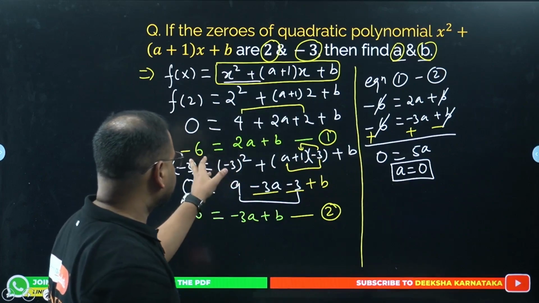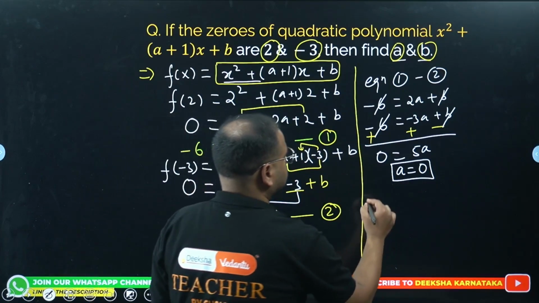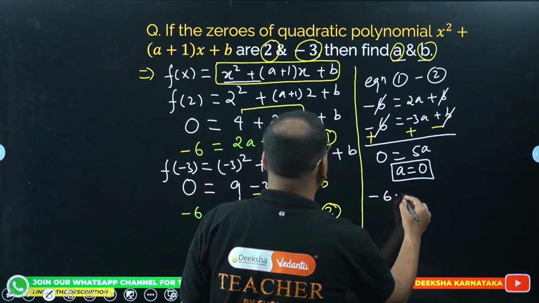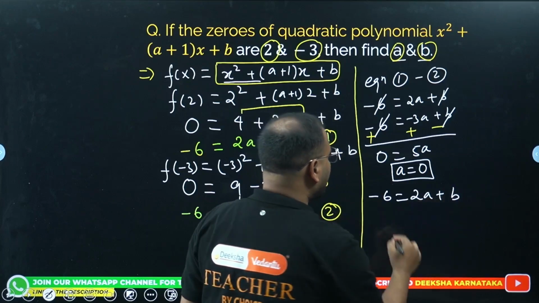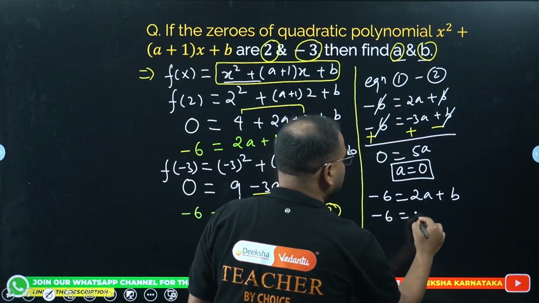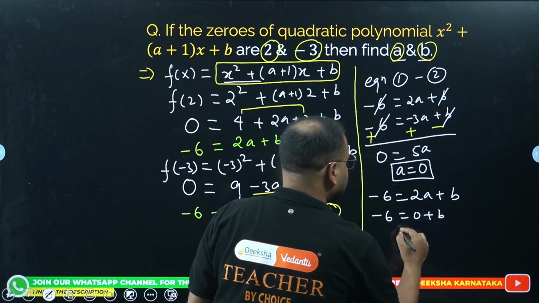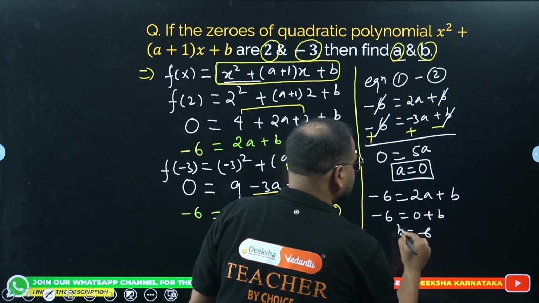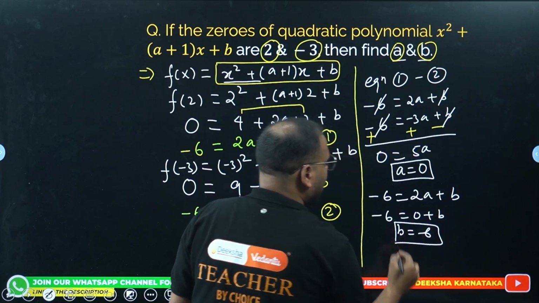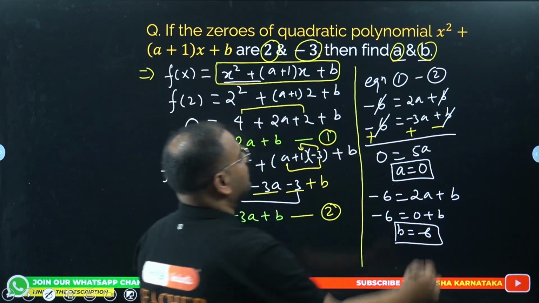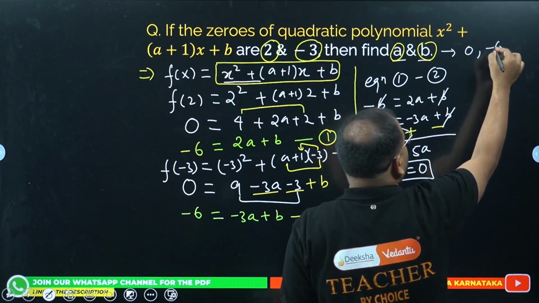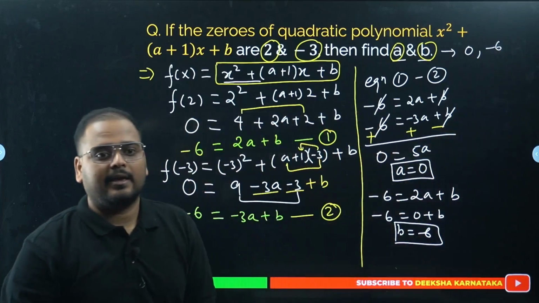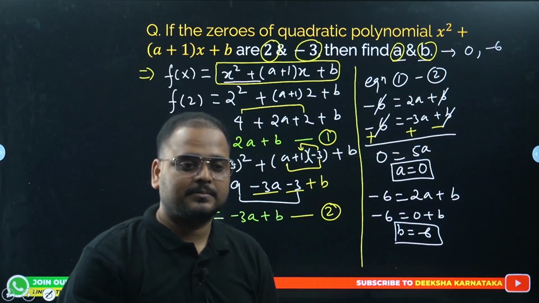Now take any equation. Take equation 1. Minus 6 equals 2a plus b. a is 0. So minus 6 equals 0 plus b. So what is b equal to? Minus 6. I hope you understand. What is the answer for a and b? a is 0, b is minus 6.